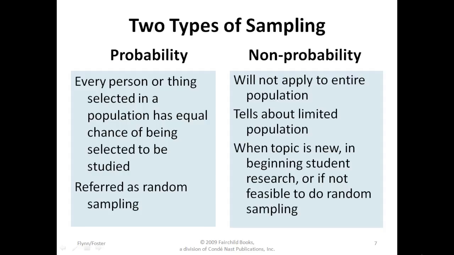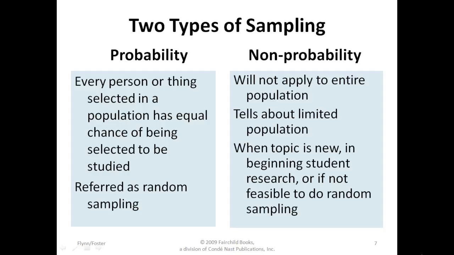And with probability sampling, it's referred to within research as random sampling. While non-probability sampling will not apply to the entire population, and it only tells about a limited population, and you choose in advance who you will put in the sample. An example would be if we did the same raffle and we gave everyone a pink piece of paper and one person had a yellow piece of paper, and then we put them in a raffle. Then you're using a non-probability sample because there was not an equal chance of everyone being selected.